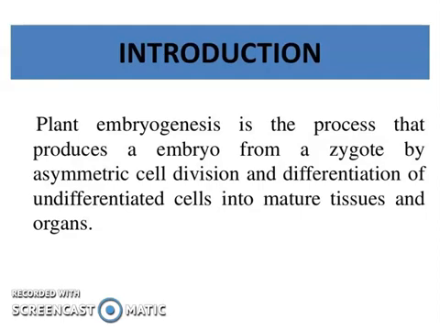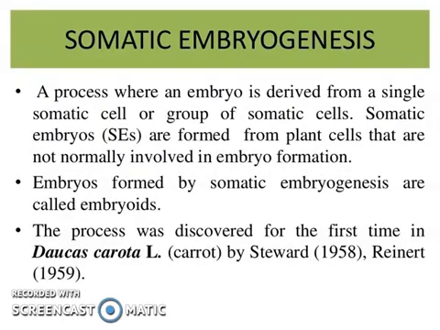Plant embryogenesis is the process which produces an embryo from a zygote by asymmetric cell division and differentiation of undifferentiated cells into mature tissues and organs. So what is somatic embryogenesis? Somatic embryogenesis is an artificial process in which a plant or embryo is derived from a single somatic cell.